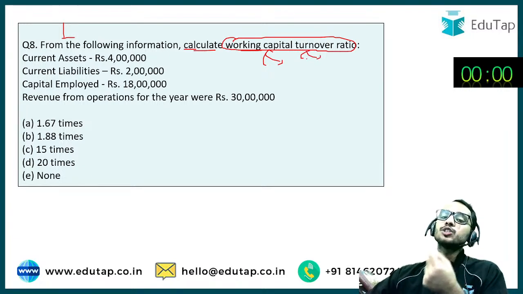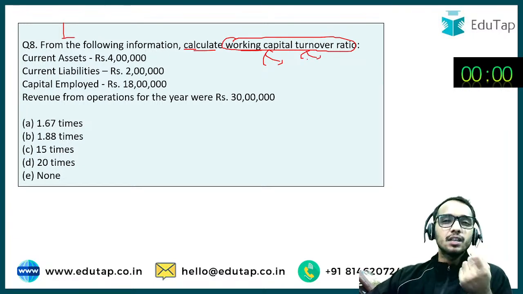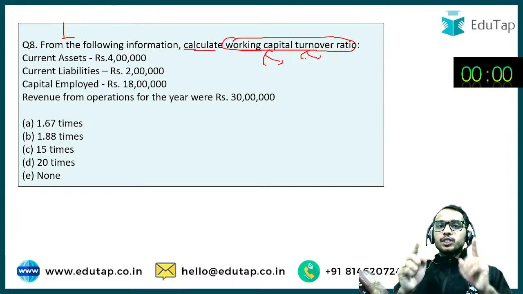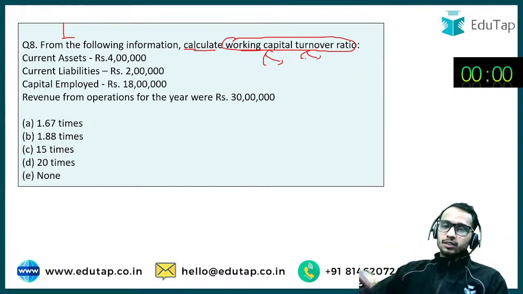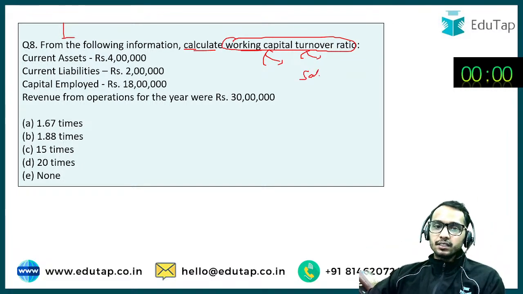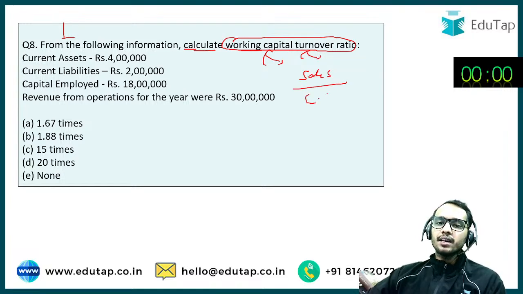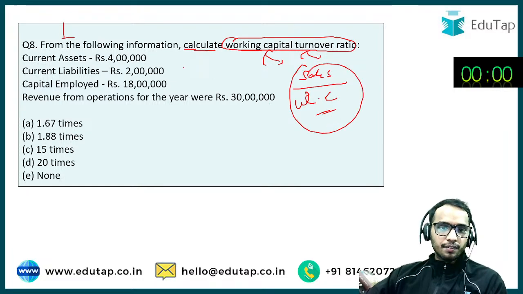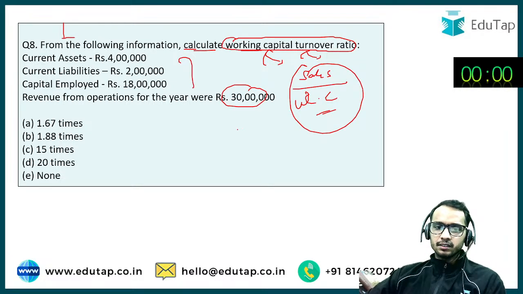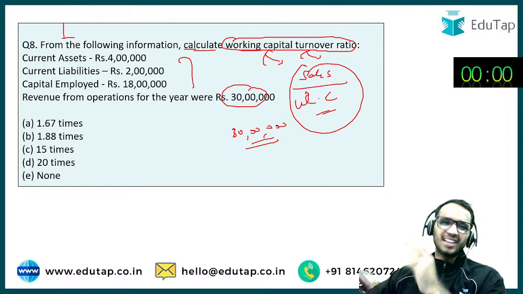Understand the working capital turnover ratio. And what do we actually mean by turnover? Turnover signifies how much you are turning this into sales. That is very easy. Sales divided by working capital, right? So sales is given to you directly, that is 30 lakh. And working capital you have to find out. That is also very easy.